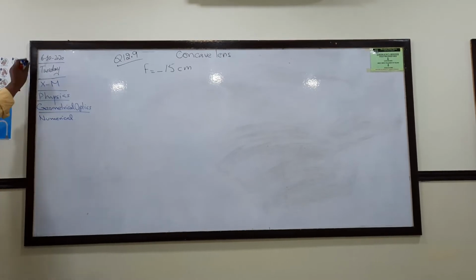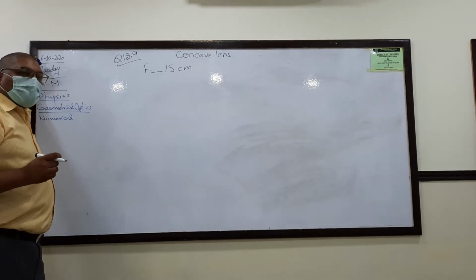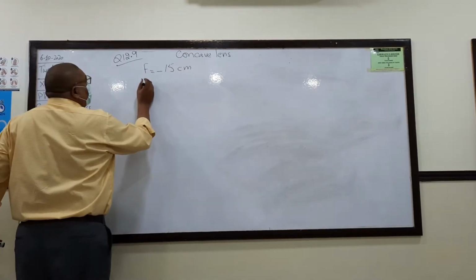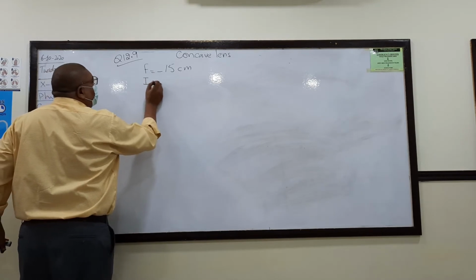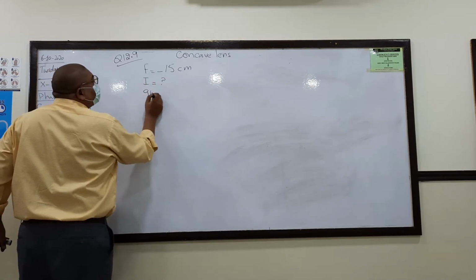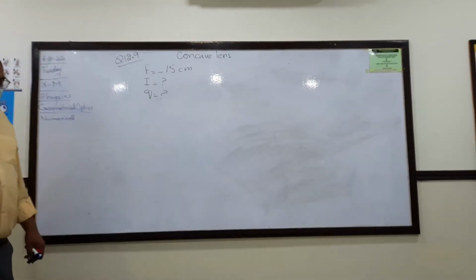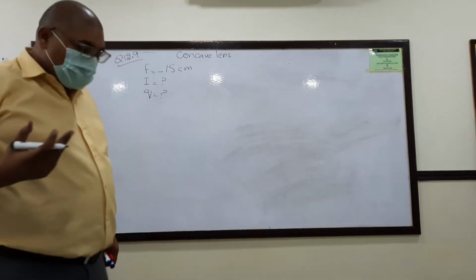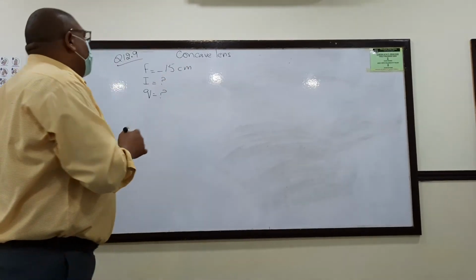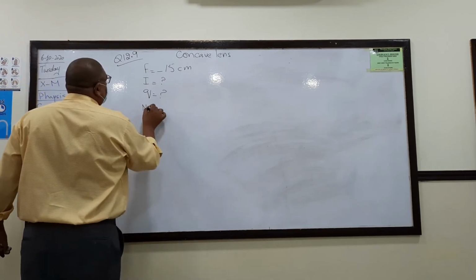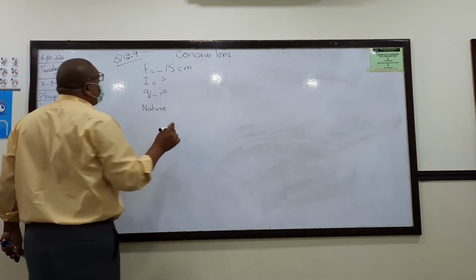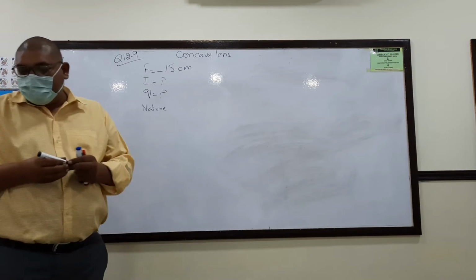Calculate the position and size of the image. Also state the nature of the image. We have to find the size of the image and the position of the image. We also have to state the nature of the image. So, what else do you have? That's it.